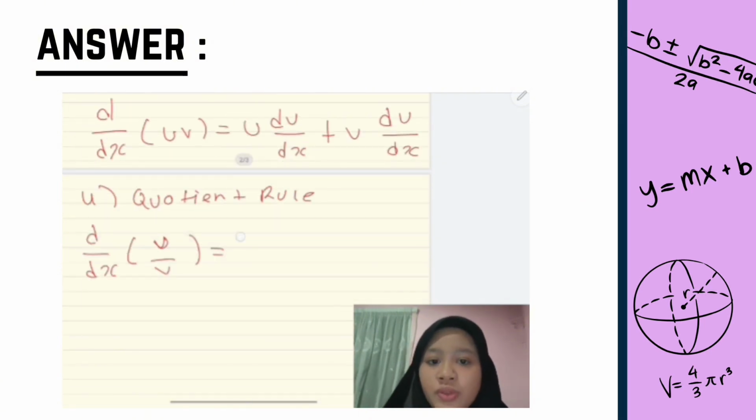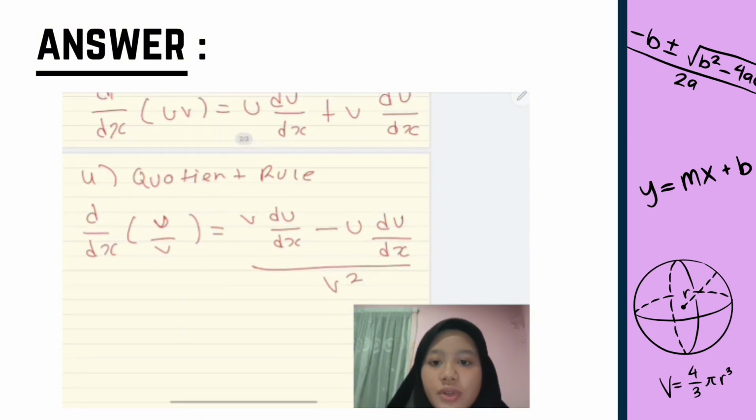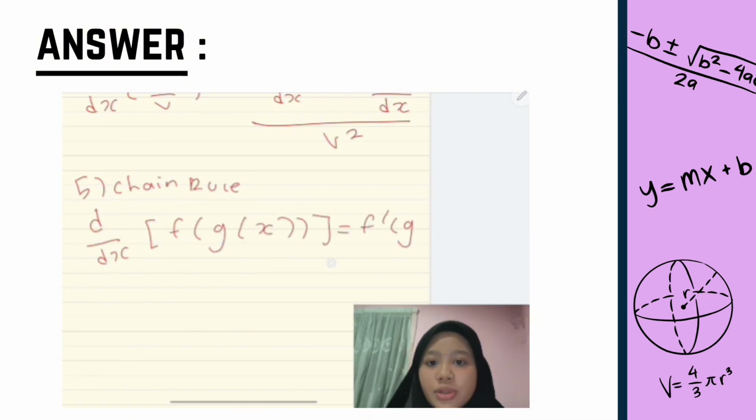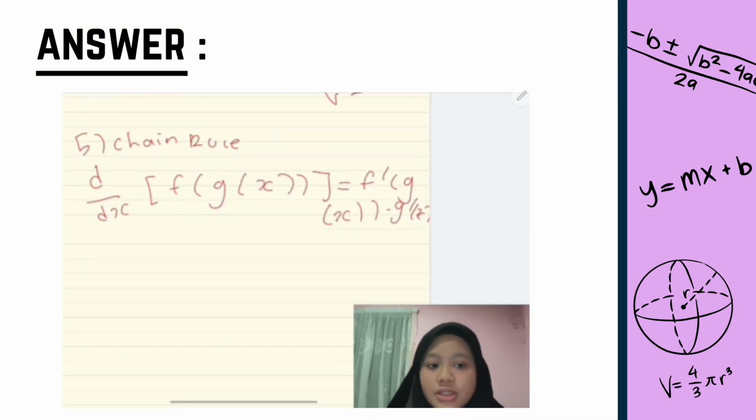This is called the quotient rule. It is used when one function is divided by another function. We multiply the denominator by the derivative of the numerator, subtract the numerator multiplied by the derivative of the denominator, and divide everything by the denominator squared. And lastly, this is the chain rule. It is used when a function is inside another function. First, differentiate the outer function, then multiply by the derivative of the inner function.